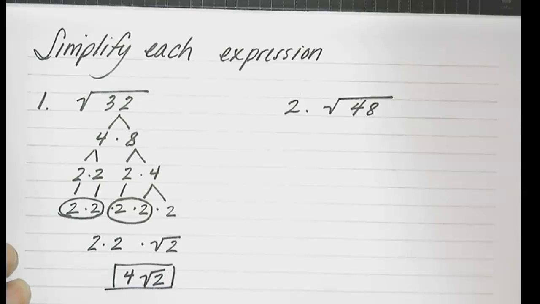This can be simplified to 4 square root 2. Now believe it or not, you can also put this in your calculator to check your work. It's up to you to choose, but you may have to simplify your radicals, and this is one way that you can do it.